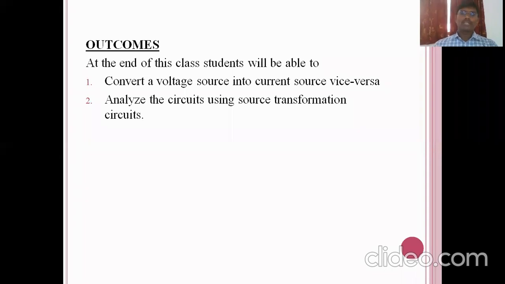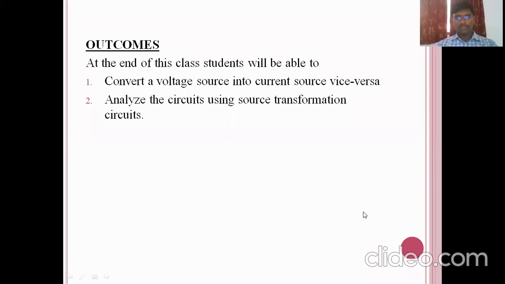We have basically two types of sources: voltage source and current source. Wherever necessary, we can convert a voltage source into a current source or a current source into a voltage source while analyzing the circuits. So in this lecture, we would like to discuss how to convert a voltage source into a current source or a current source into a voltage source.